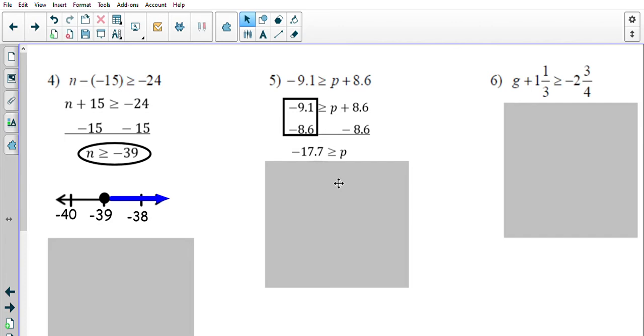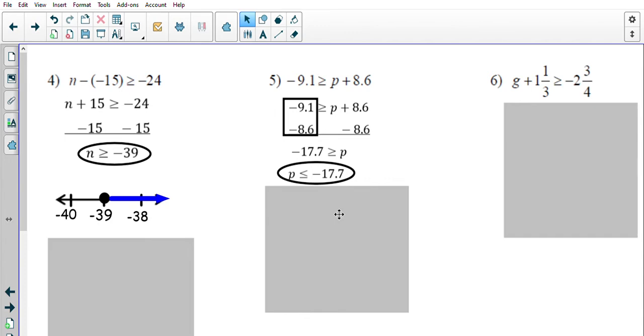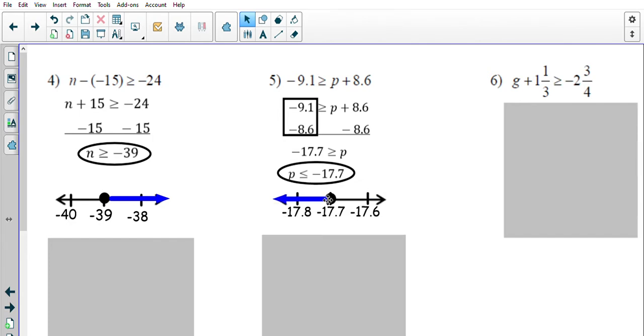But I'm going to flip everything around so the variable's on the left-hand side, and I'm going to get p is less than or equal to negative 17.7. Again, flip everything around. P goes to the left, negative 17.7 to the right, and flip that symbol around as well. Now, when we go to graph this, you're going to notice I have negative 17.7 in the middle. To the left is negative 17.8, to the right is negative 17.6.